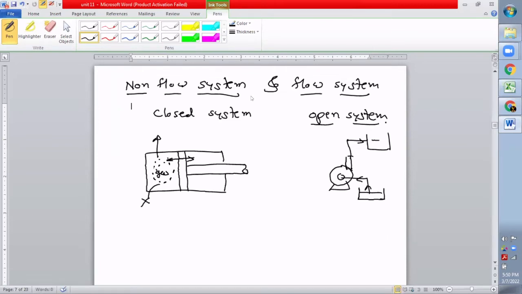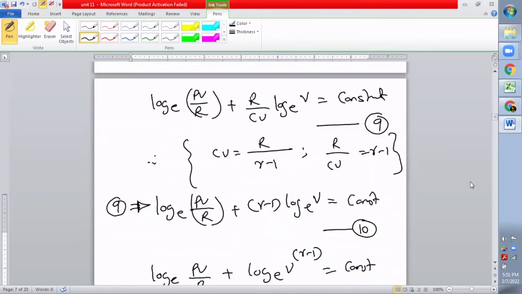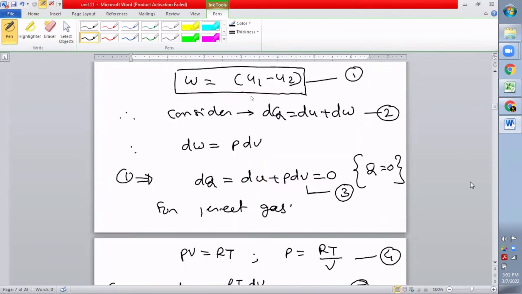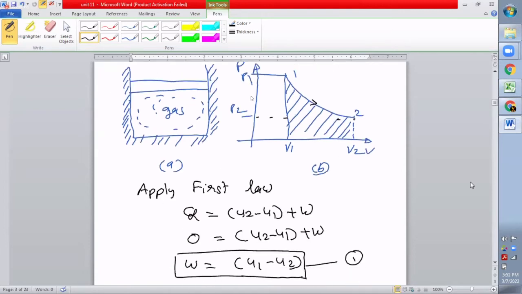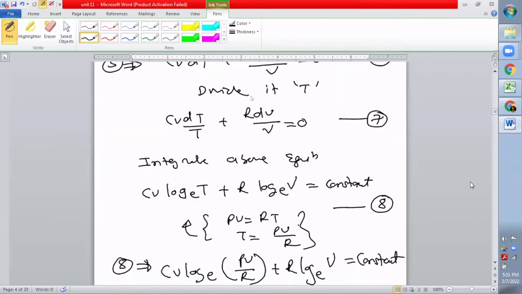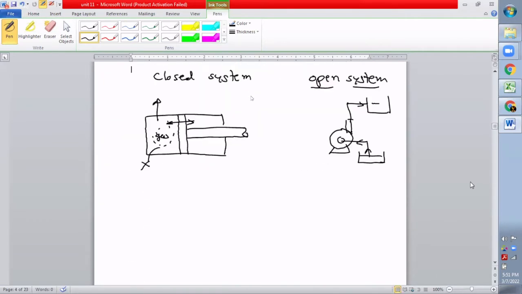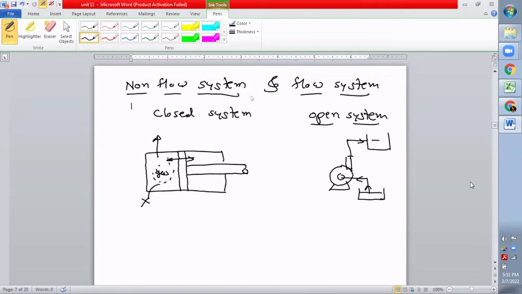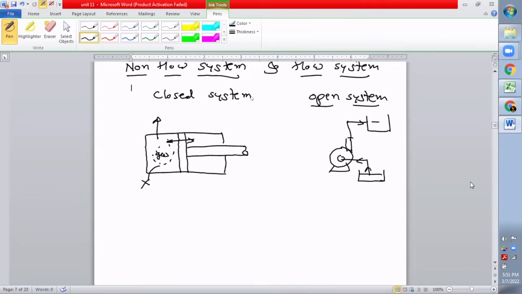The first law of thermodynamics is basically applicable to both systems. The first law is nothing but the law of conservation of energy. So what the first law tells us is that energy is neither created nor destroyed. So Q is equal to del U plus W. This is called the first law, and this is applicable to the closed system as well as to the open system. Now, the closed system we first call the non-flow system. So we'll study the application of this first law toward the non-flow system.